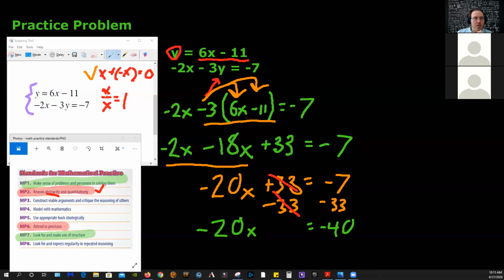Now we'll use the other abstract rule. We'll be dividing by itself. If we divide this side by negative 20 and divide this side by negative 20, here's what ends up happening. Negative 20 divided by negative 20 is 1. So we just end up with 1x. Negative 40 divided by negative 20. Well, negative divided by negative is positive.